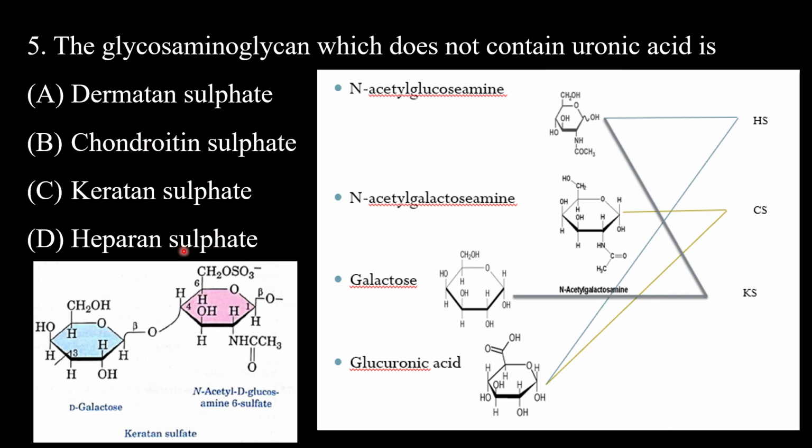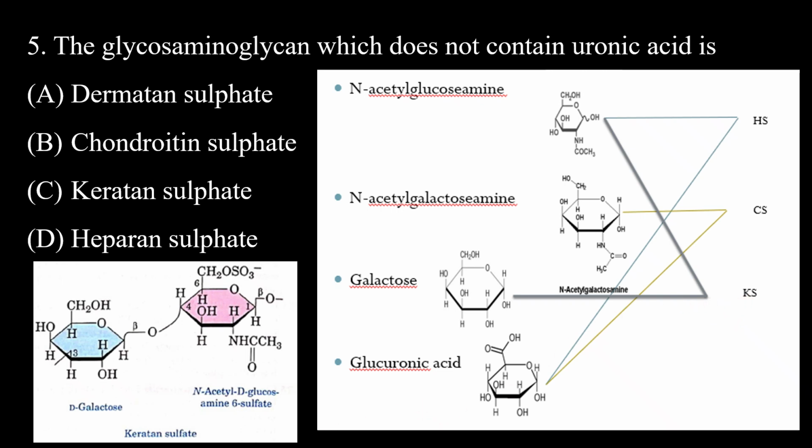If we look into these in detail, this is the heparan sulfate. It contains the N-acetyl glucosamine and glucuronic acid. Chondroitin sulfate also consists of N-acetyl galactosamine and glucuronic acid. And this is keratan sulfate. The keratan sulfate is made up of galactose and N-acetyl glucosamine. So it means that keratan does not contain the glucuronic acid.